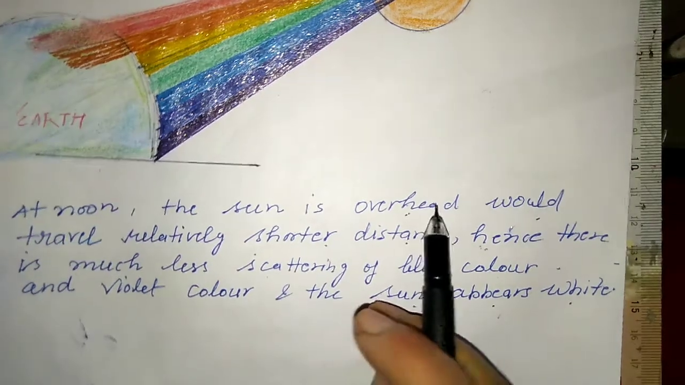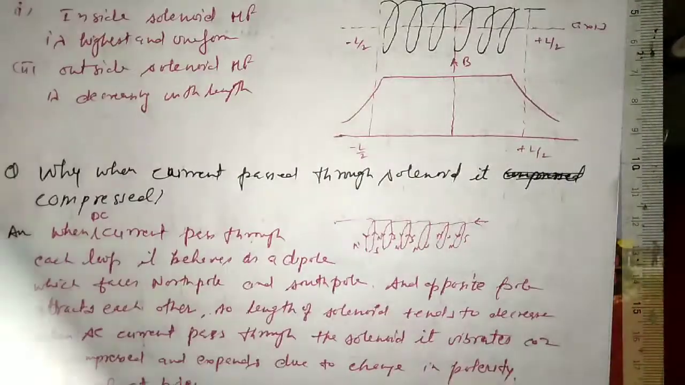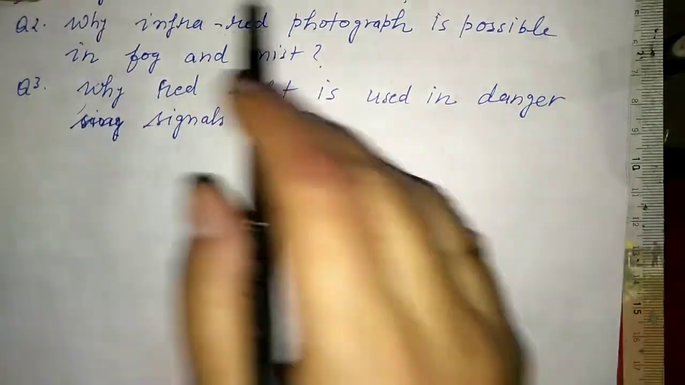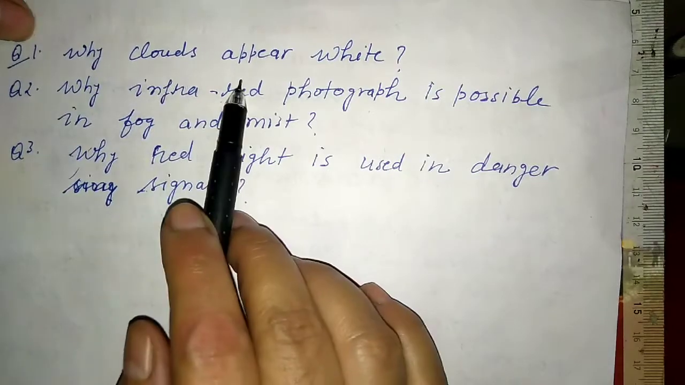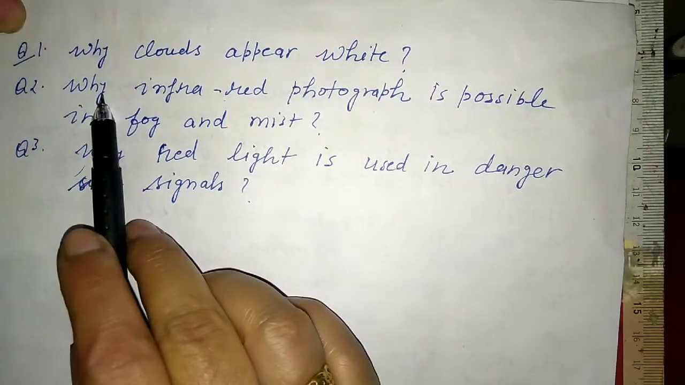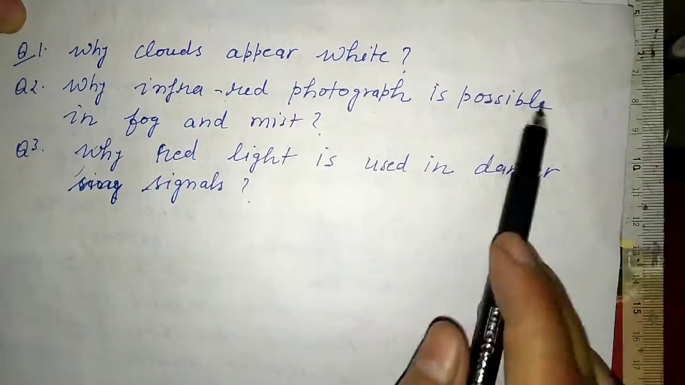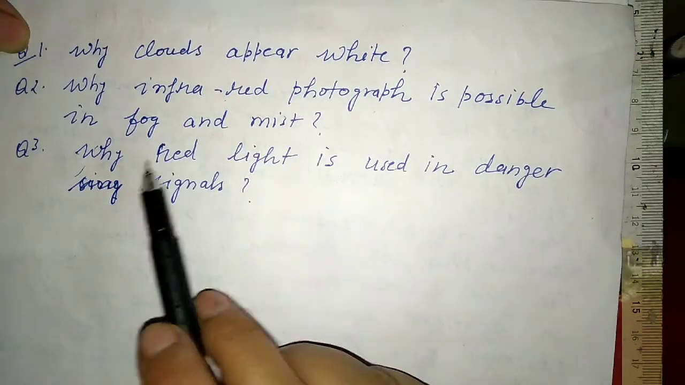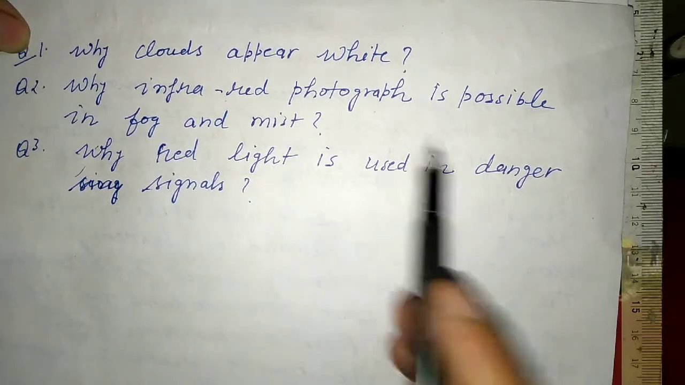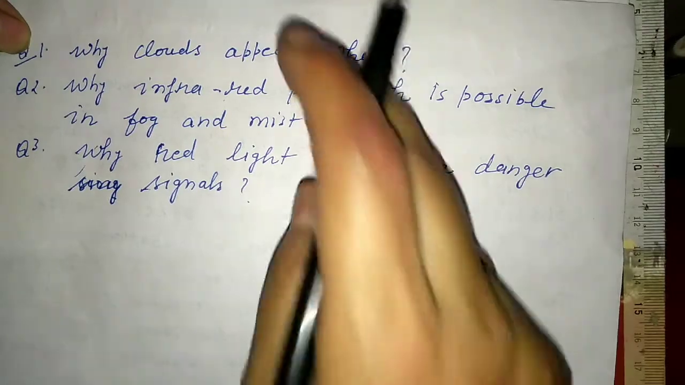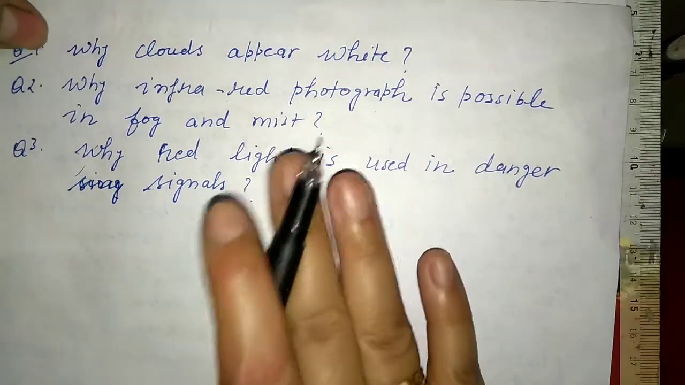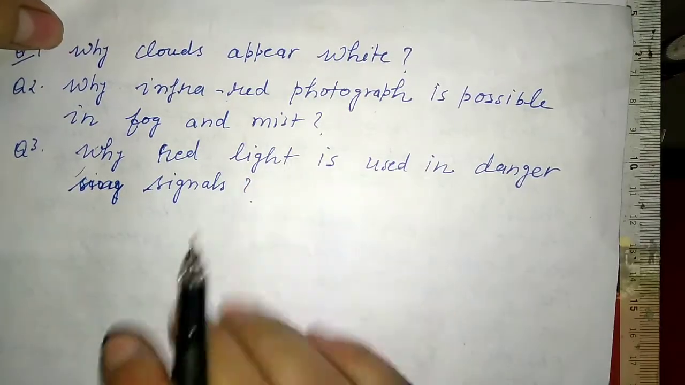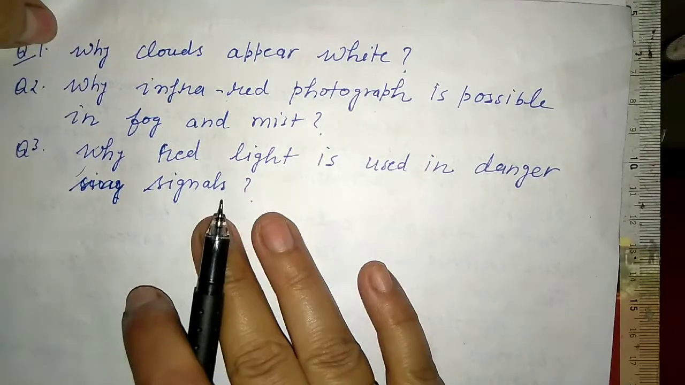So these are some reasons. Now there is some homework for you: why do clouds appear white. This is the first question. Next, why is infrared photography possible in fog and mist, and why is red light used in danger signals. So these three questions are for you on the topic that we have discussed right now. You can give the answers because the same reasons apply.